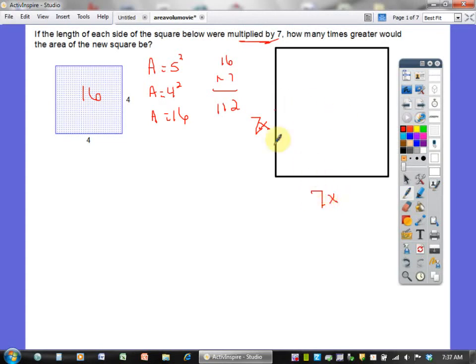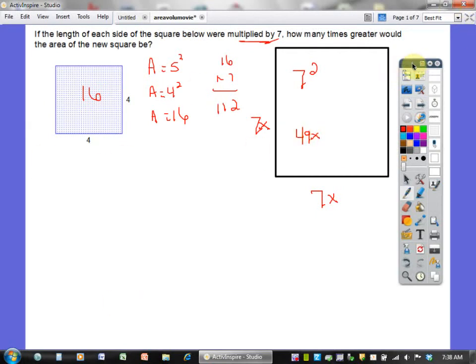So how much larger is this square compared to this square? The square on the right is actually going to be 7 squared larger because the side lengths both are being multiplied by 7, 7 times 7. So this square is actually going to be 49 times larger.